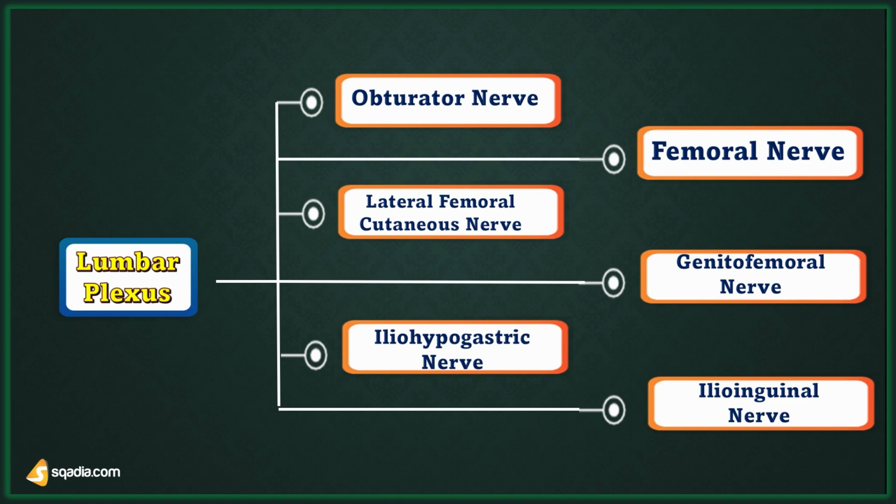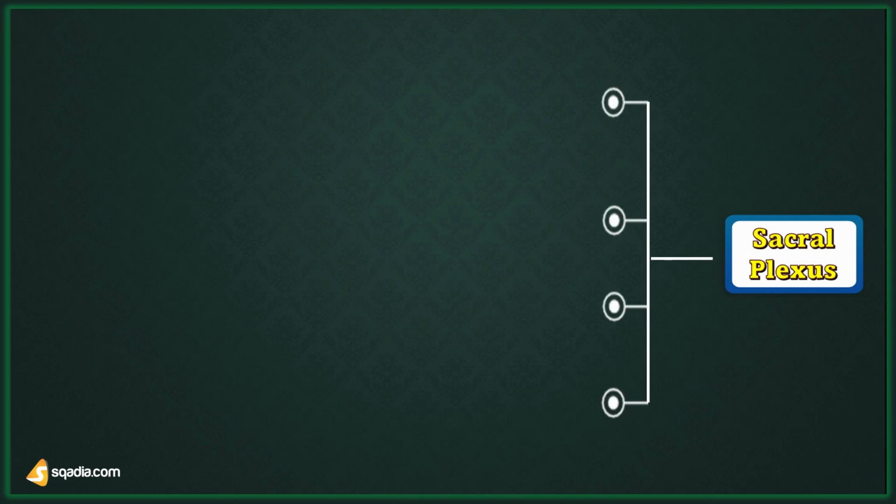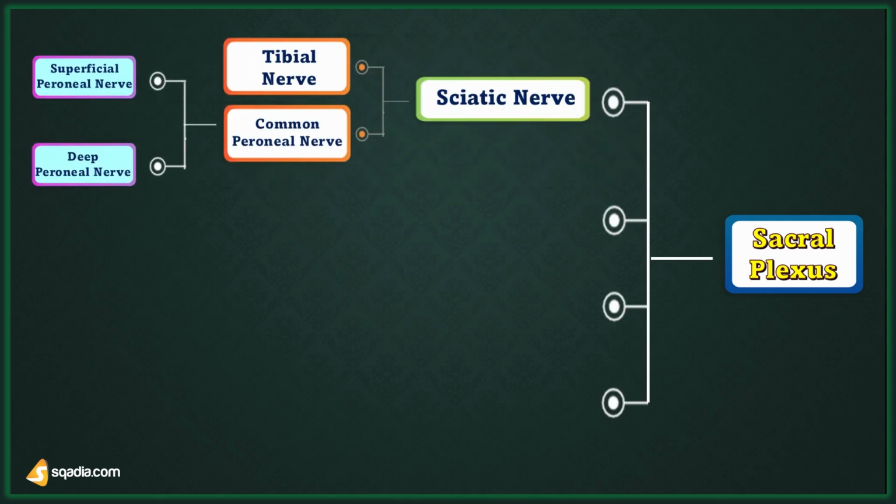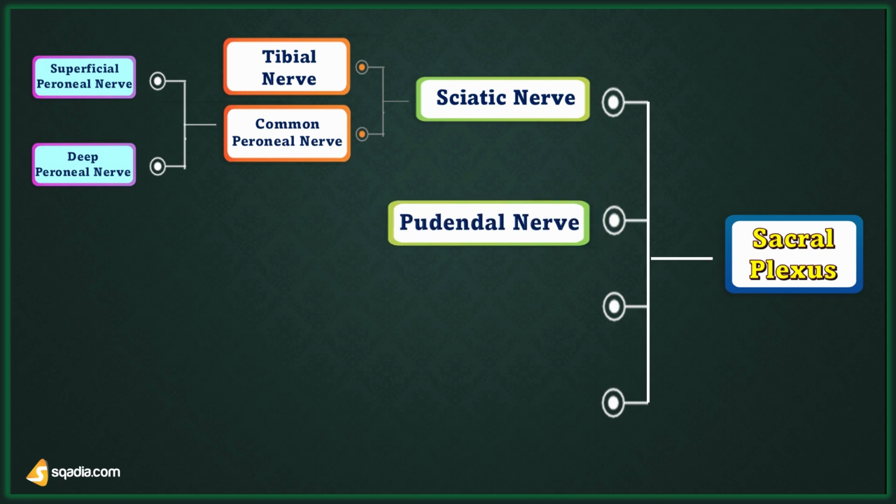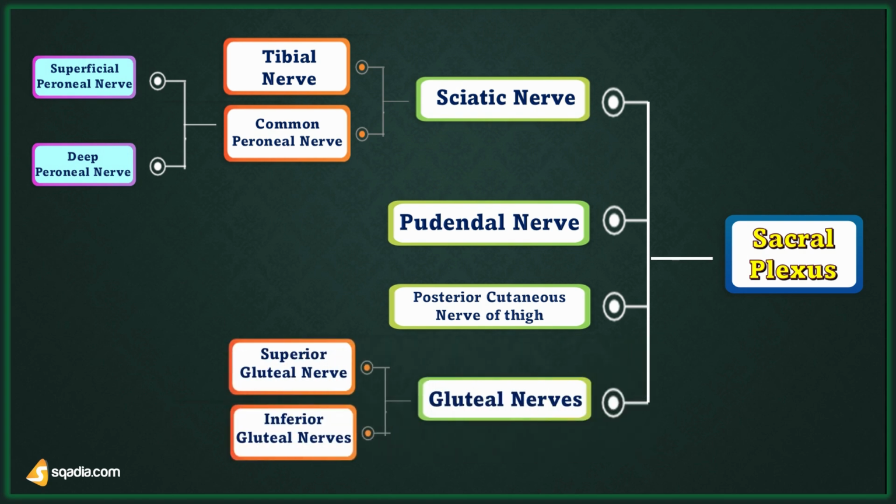The nerves that originate from the sacral plexus are 8 in number. These are sciatic nerve, tibial nerve, common peroneal nerve, superficial peroneal nerve, deep peroneal nerve, pudendal nerve, posterior cutaneous nerve of the thigh, superior gluteal nerve, inferior gluteal nerve.